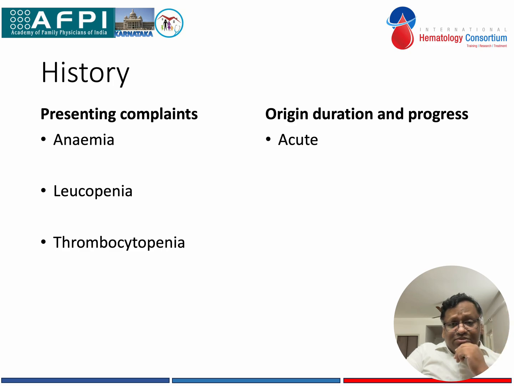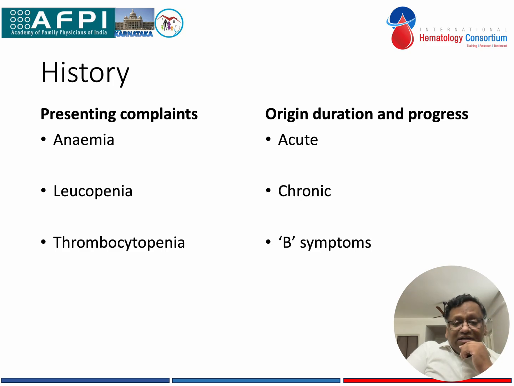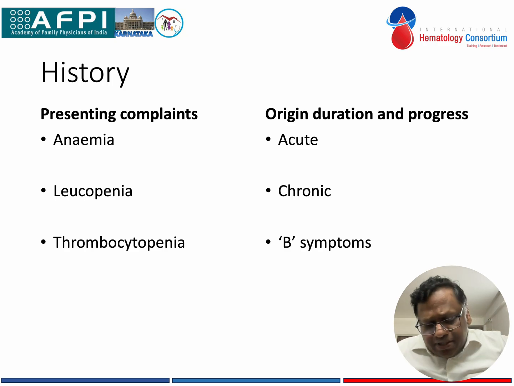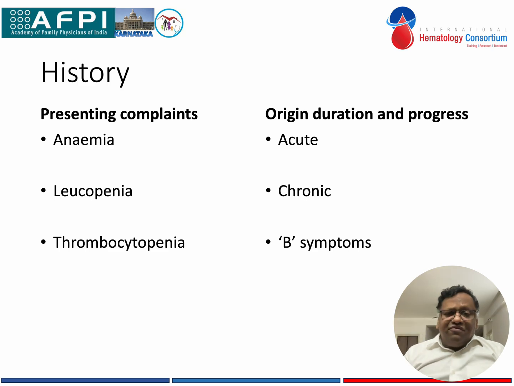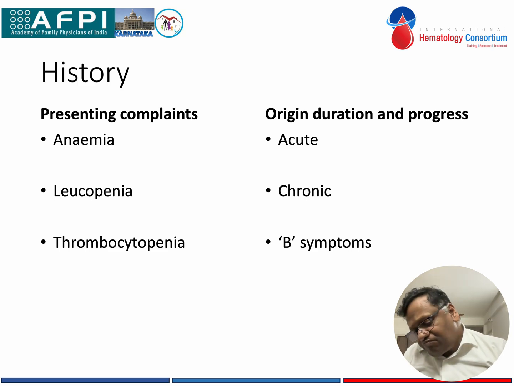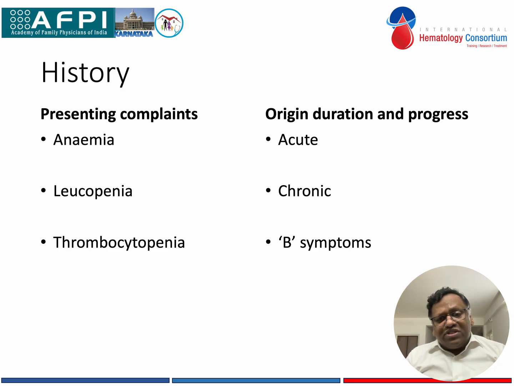You also need to ask, when did these symptoms start? Have they been there for some time? Have they come and gone? Some people will say, yeah, doctor, I had similar problems 10 years ago, right? So these details in history are important. Look for B symptoms. These are very important for us. And B symptoms are essentially fever, weight loss, and night sweats. And if these have been going on for 6 months, then we have to have a high index of suspicion for a hematologic malignancy, especially lymphomas, etc.